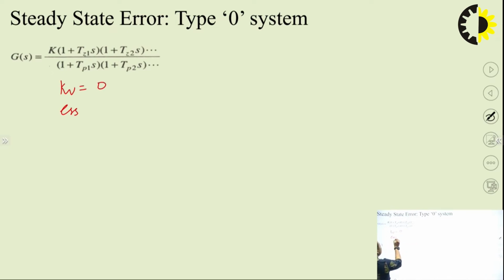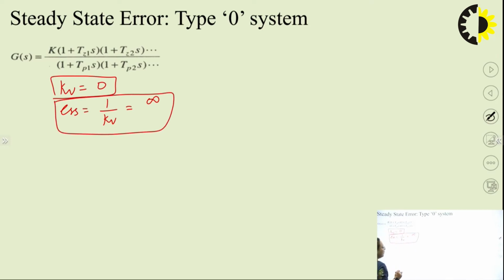Corresponding steady state error will come to be infinite. So for type 0 system, the velocity error coefficient will be 0 and we will get infinite steady state error.